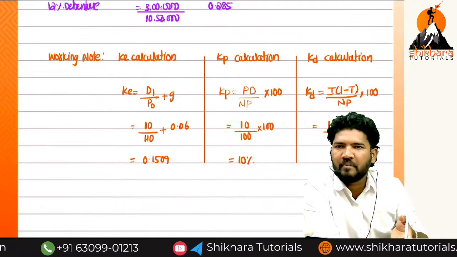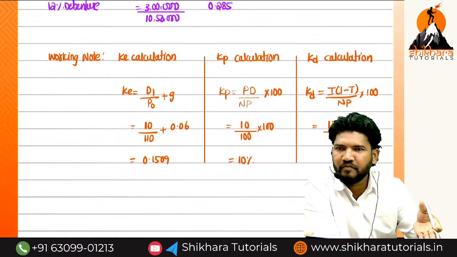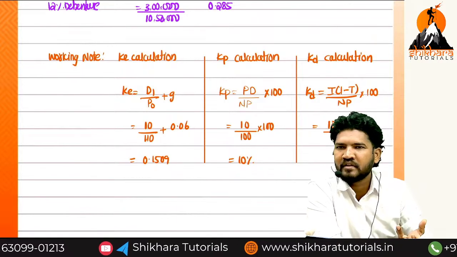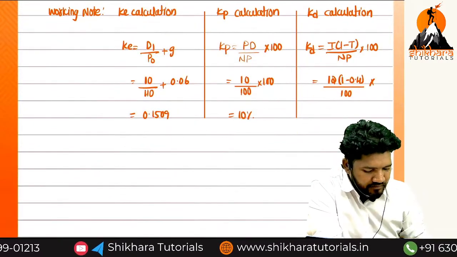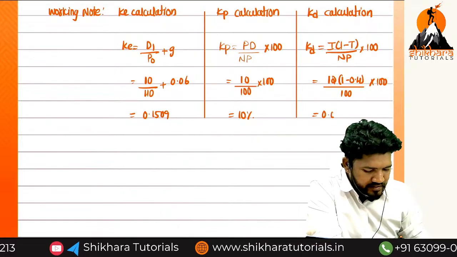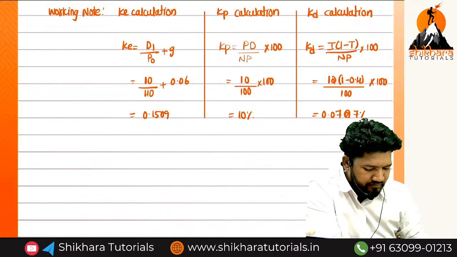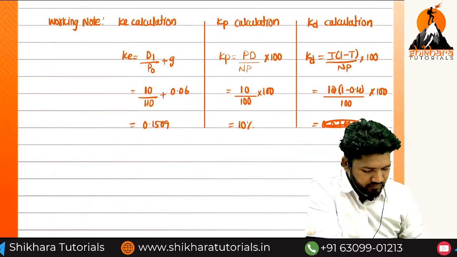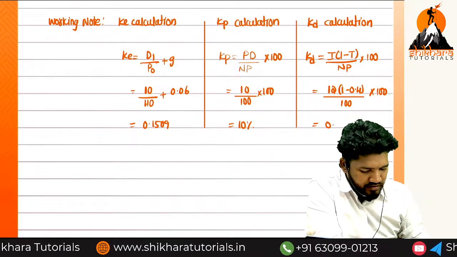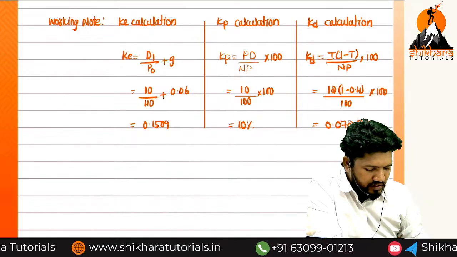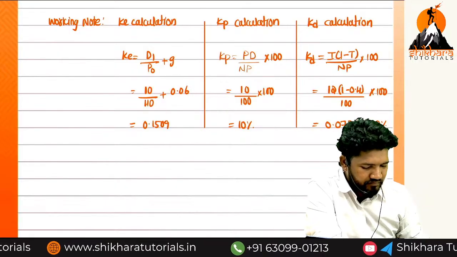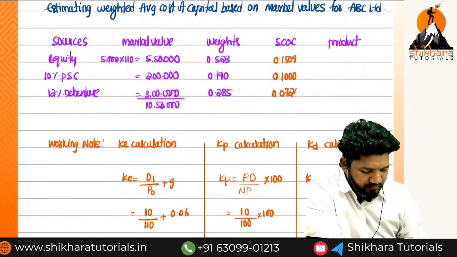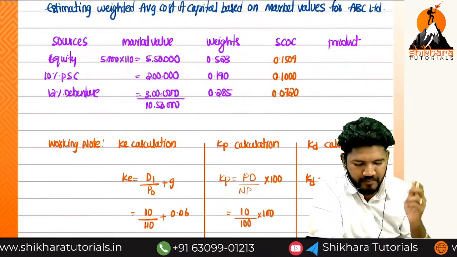Common sense we have to apply, not concept. If there is information, I will consider it. If there is no information, what can I do? I need to take an assumption. Clear, sir? Okay, then fine. Answer? 0.07 or 7%. 0.072, 7.2%. Now please multiply weights and specific cost of capital.